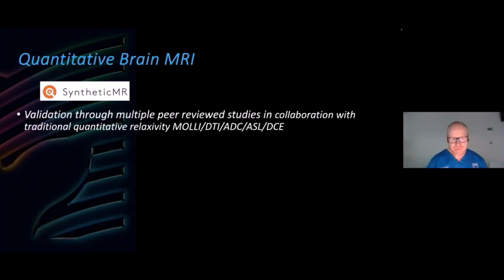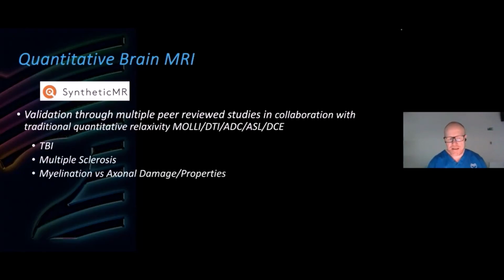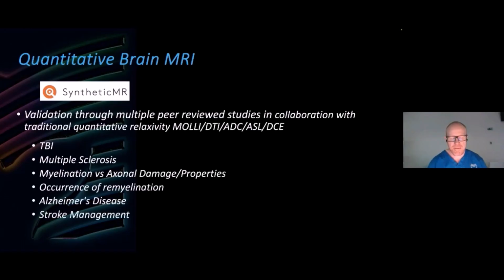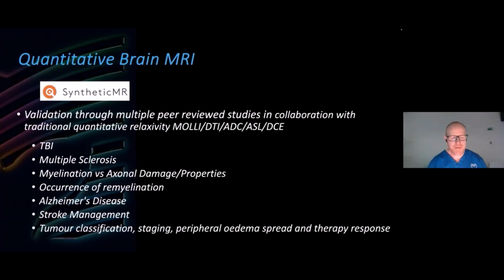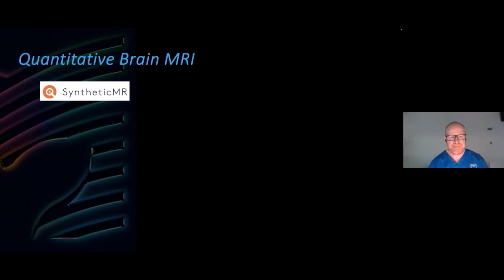So validation has been done over many peer-reviewed studies in collaboration with traditional quantitative relaxivity over the last many years with synthetic, looking at traumatic brain injury, MS, myelination versus axonal damage, occurrence of remyelination, Alzheimer's, stroke management, all the big ticket items, especially tumour classification, staging. These are things that are really hot topics in the world of MRI, and the more that this comes through, the more that we can understand and trust this data. So a lot of the work's already been done and helping us progress forward in the translation.